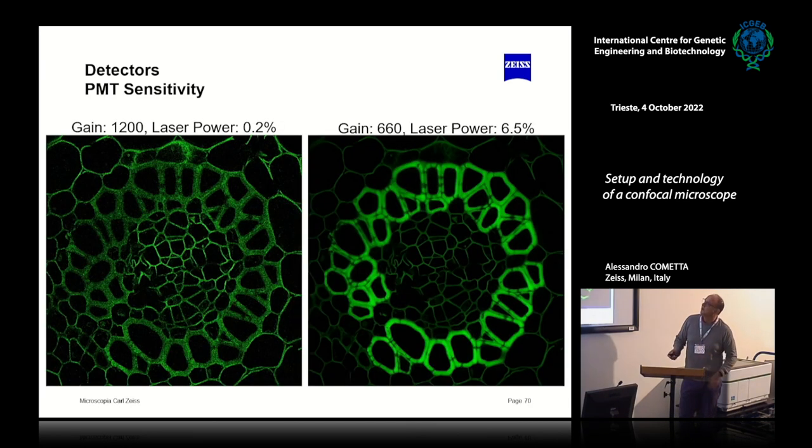So, okay, I can switch off. This is the same sample. Here the gain is very high and the laser power is very low. Here the gain is very low and the laser power is very high. The sample is the same. This is the real emission and this is the real noise. Of course, you cannot have this every time, because sometimes after a few seconds of this power, you lose your sample. So you have to balance.